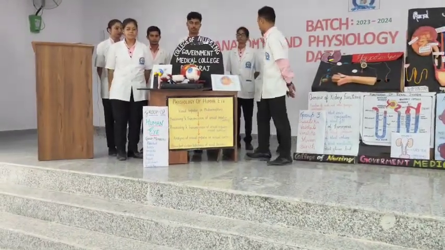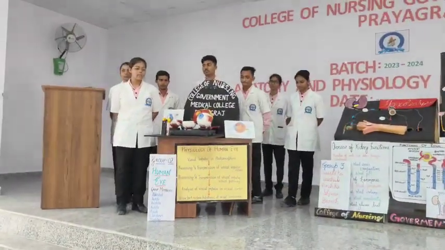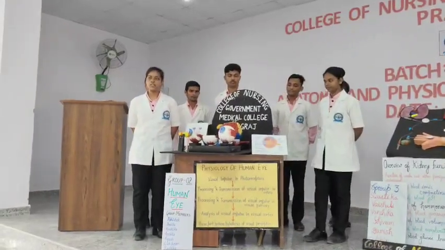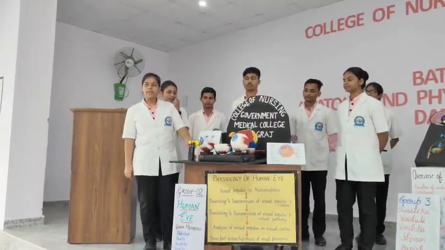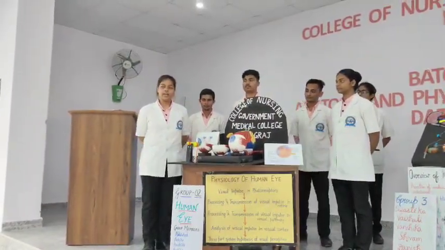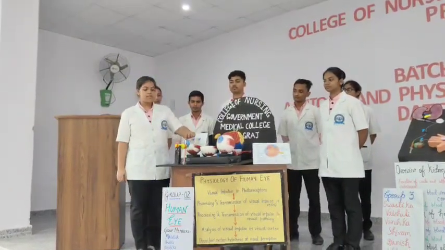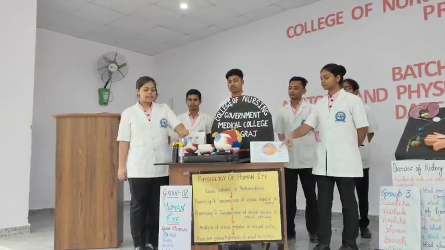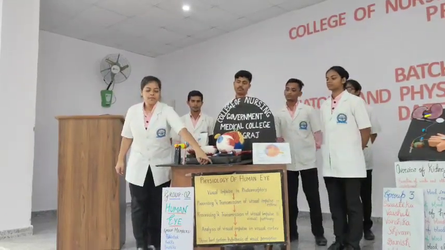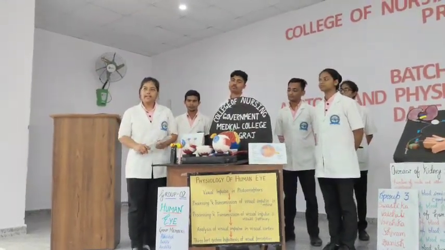Thank you. Myself Archita, and now I am going to tell you about the function of the parts of the eye. So this convex portion is the cornea. It is responsible for bending the light so that the eye focuses on the retina.